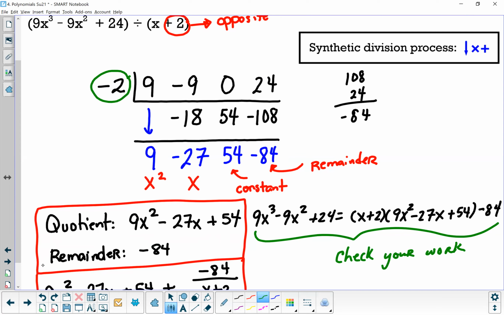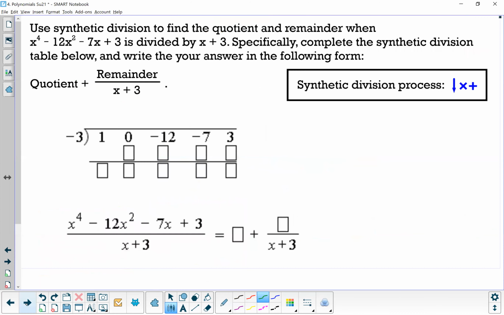Okay, let's take a look at another example. All right, so this is the setup that is given for certain questions in ALEKS. You are given the question that says, use synthetic division to find the quotient and remainder when x to the fourth minus 12x squared minus 7x plus 3 is divided by x plus 3. Specifically, complete the synthetic division table below and write your answer in the following form: quotient plus remainder over x plus 3. Okay, so we're given the setup. So we need to make sure we fill in our setup correctly, right?